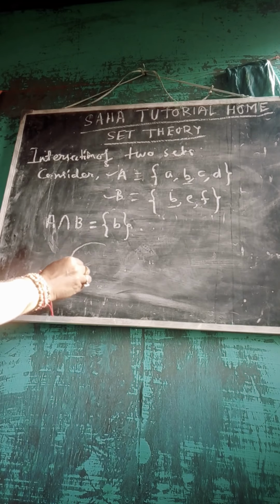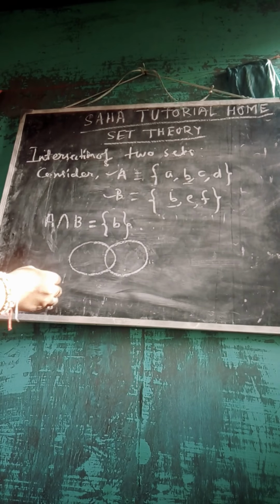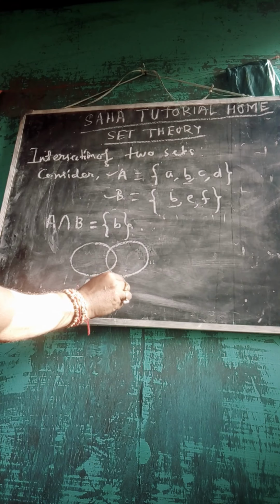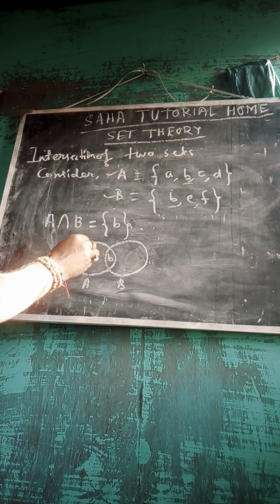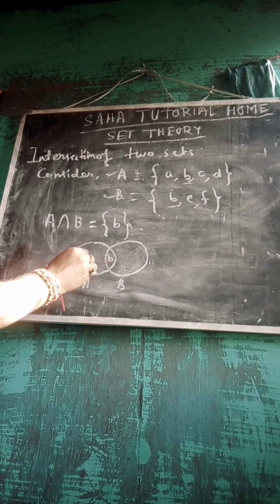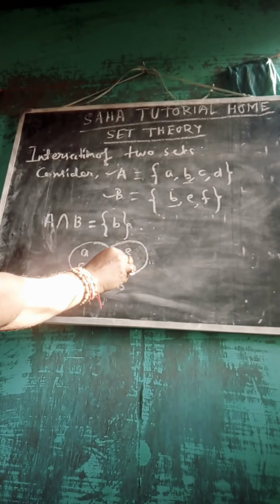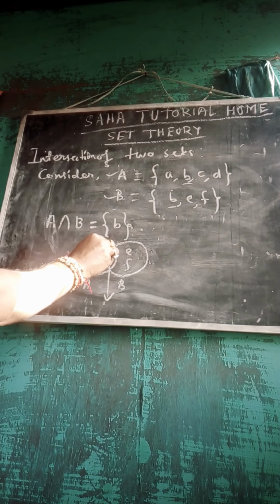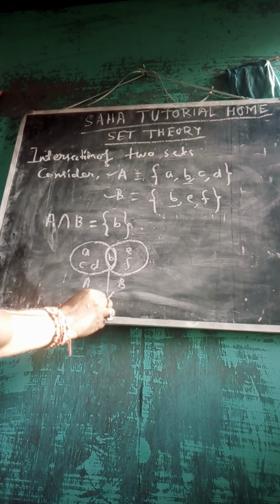So we again go to the Venn diagram. This is A, this is B. Here this is the element B, and here these are A, C, D, and these are E, F. So the intersection area is this area: A intersection B.